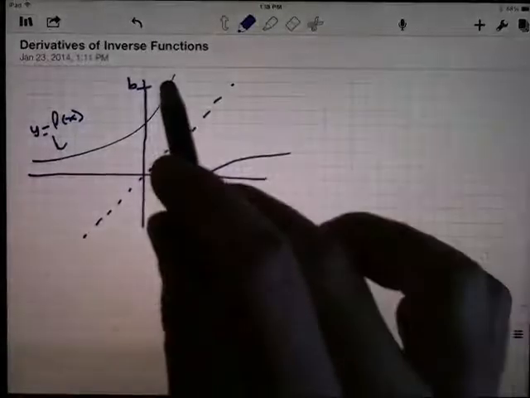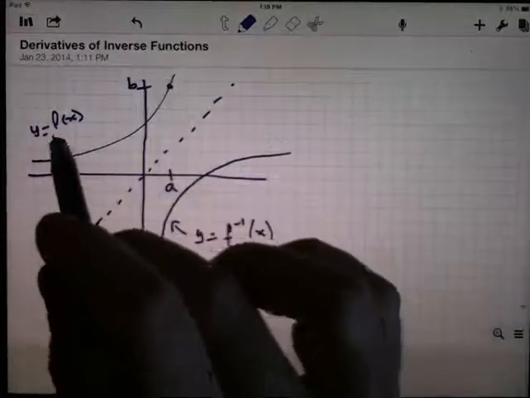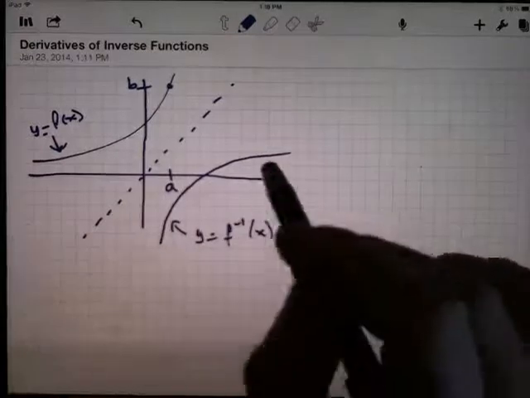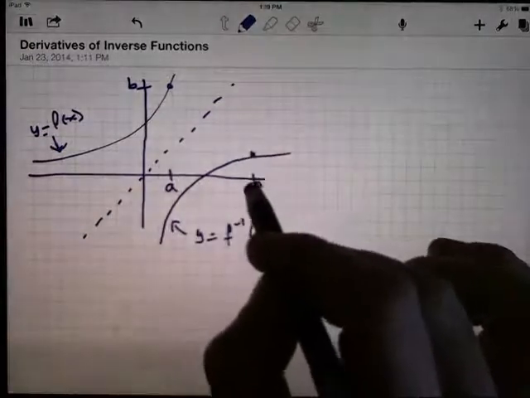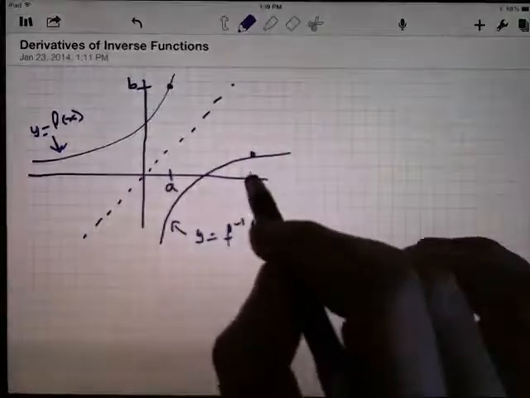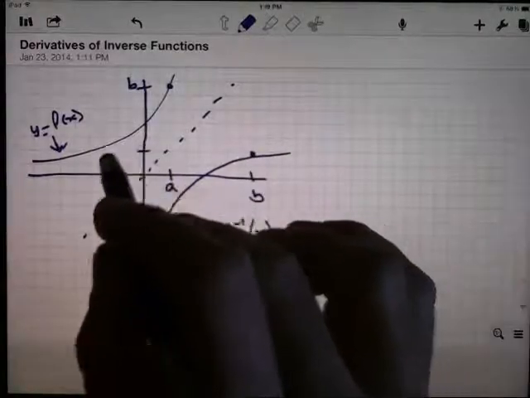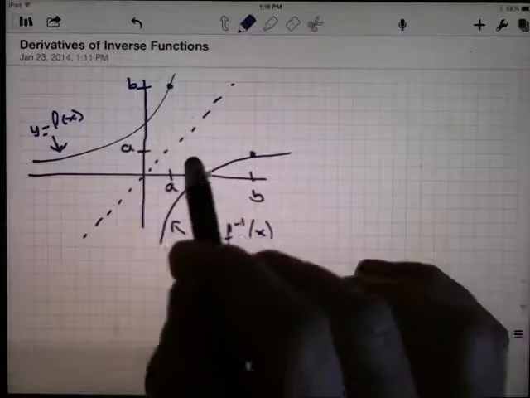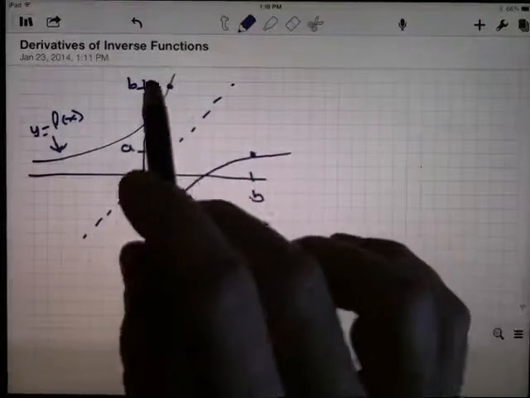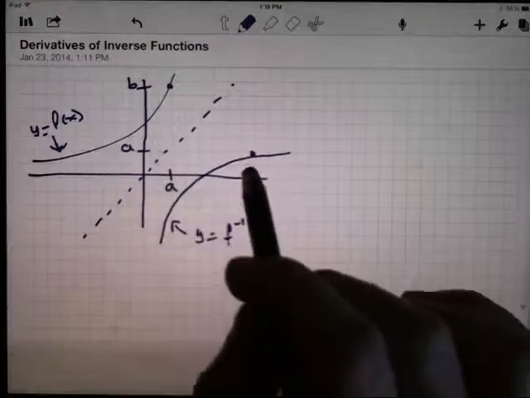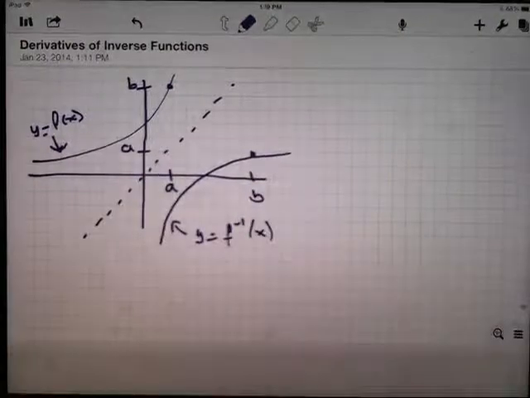If the point (a, b) is on the graph of y equals f of x, then there's a corresponding point, reflect that down here. This is b and a. So the x coordinate a turned into the y coordinate a there, and the y coordinate b turned into the x coordinate over there, b. Okay, x's and y's get reversed.